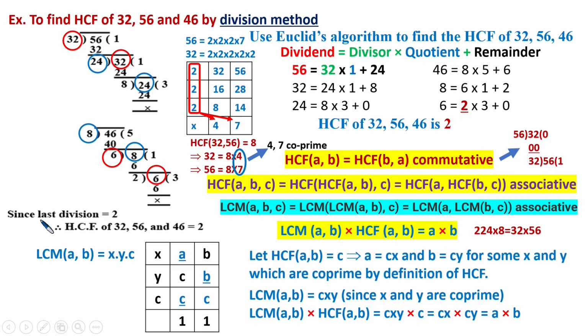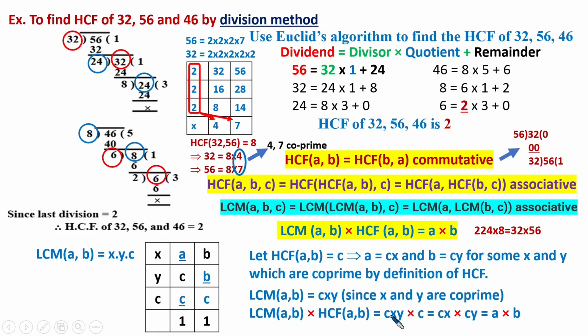This I have done many times in the previous slides. So if you have confusion, just freeze it and go back to my previous slide and try to understand this table. So LCM of A comma B is C times X into Y, since X and Y are co-prime, which we have here also. So LCM of A into B into HCF of A comma B. LCM of A comma B is C into X into Y, and HCF of A comma B is C.